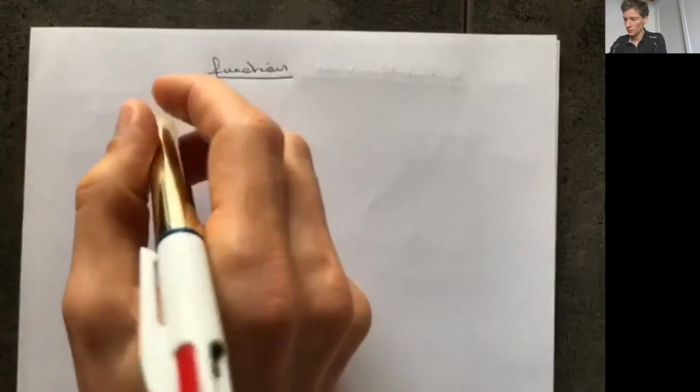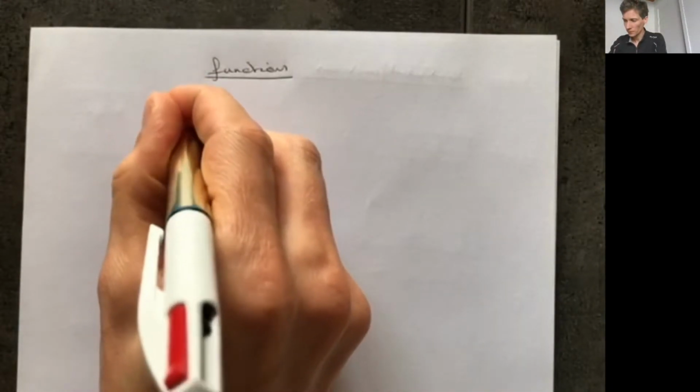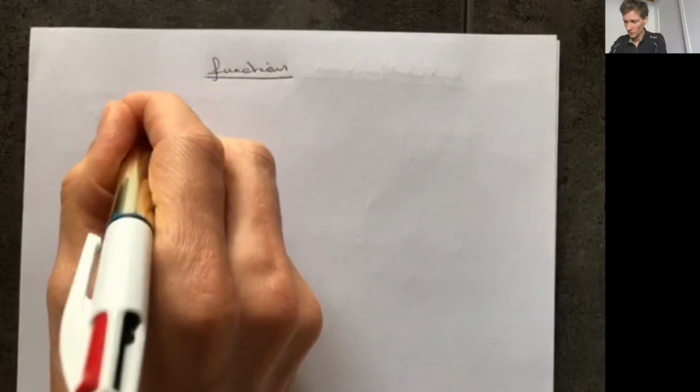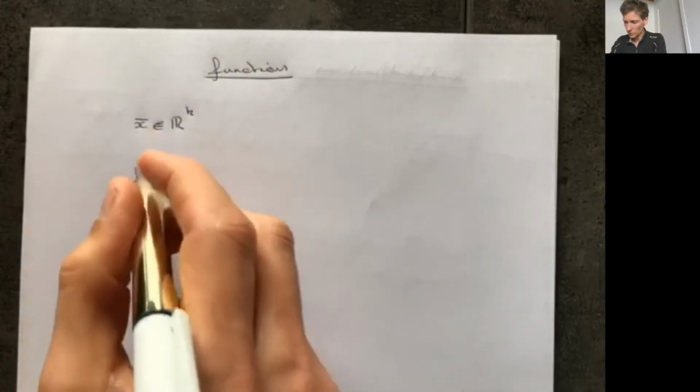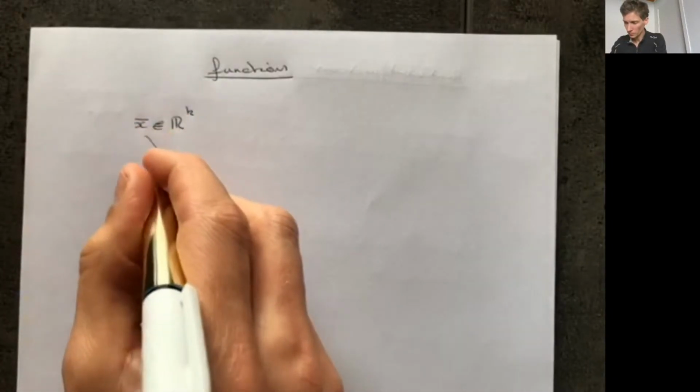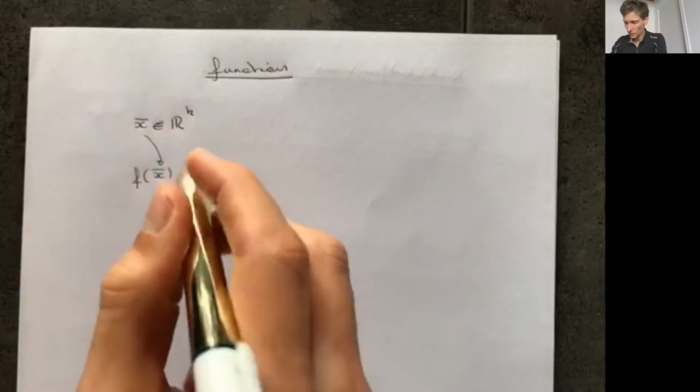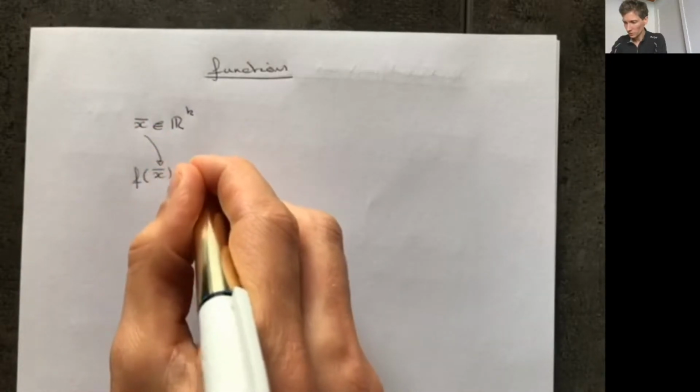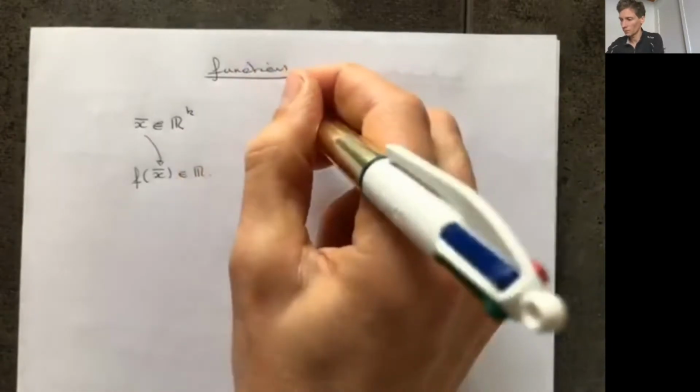Okay, so we're going to define a function that takes a vector in Rk. So let x be a vector in Rk. And we're going to define a function as something where you put in a vector and what comes out of it is going to be a number. So you can think of a function as some kind of machine. You put vectors in the machine and what comes out of the machine is simply a number.